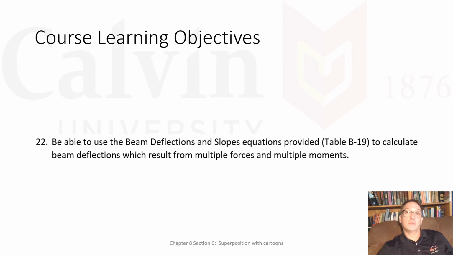The course learning objective, this is 22. We've only got a couple left. Be able to use the beam deflection and slope equations provided in table B19 to calculate beam deflections, which results from multiple forces and multiple moments.